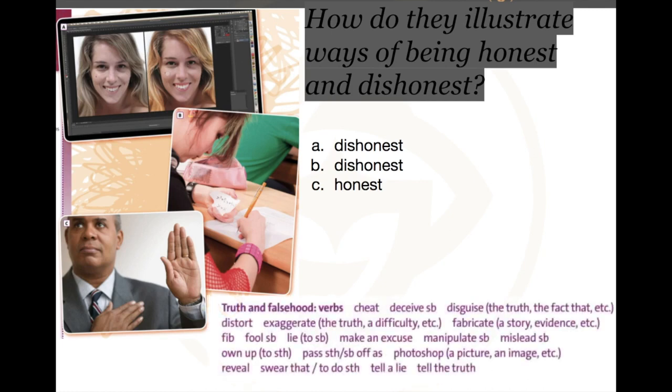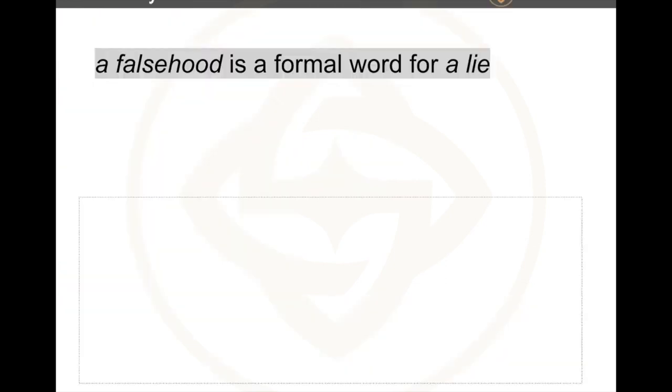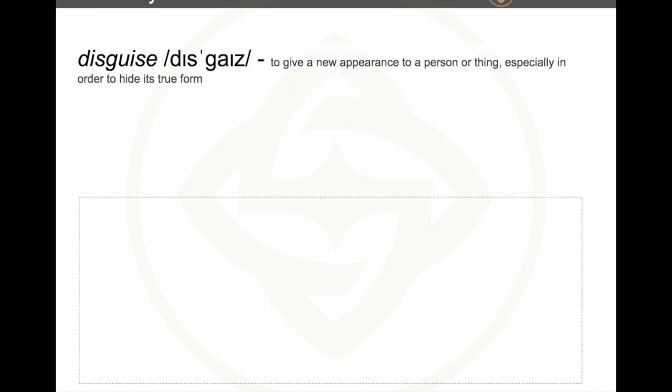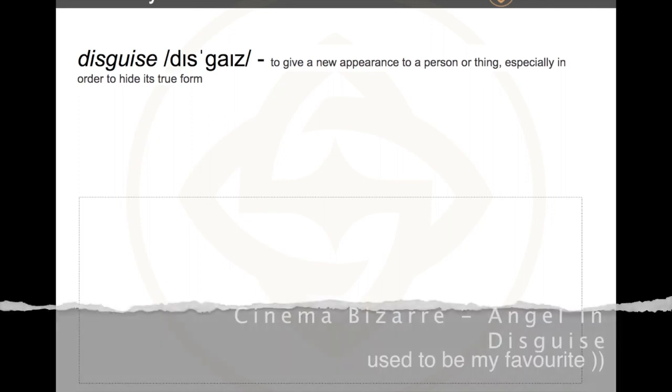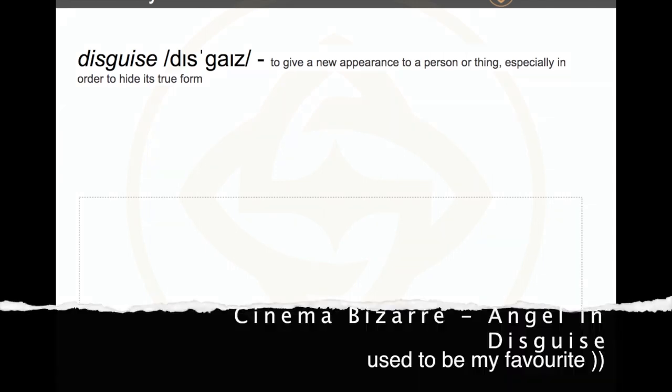Okay, here we have some words, verbs related to truth and falsehood. Before we start learning the verbs, let's look at the word falsehood. Falsehood, guys, is a formal word for a lie. Okay? So now let's start with the word disguise. Maybe you've heard some songs like "Angel in Disguise". Disguise means to give a new appearance to a person or thing, especially in order to hide its true form.